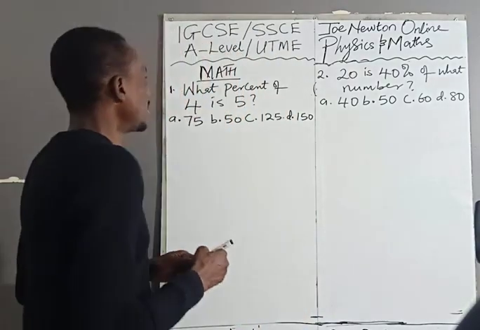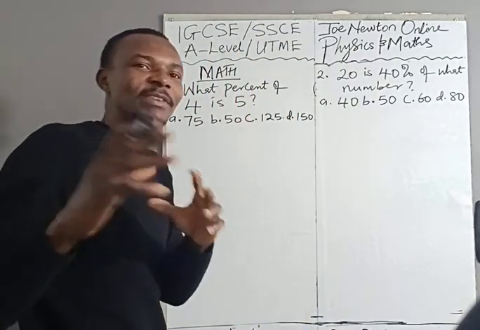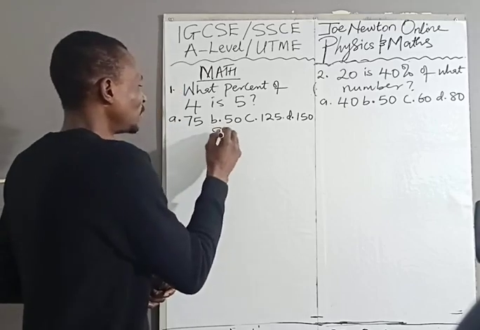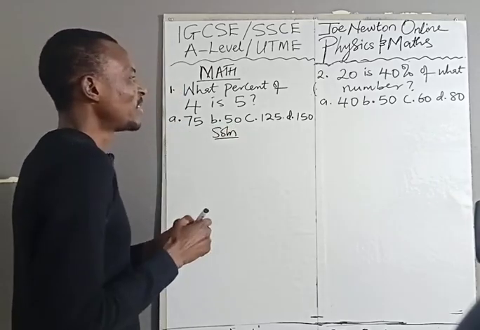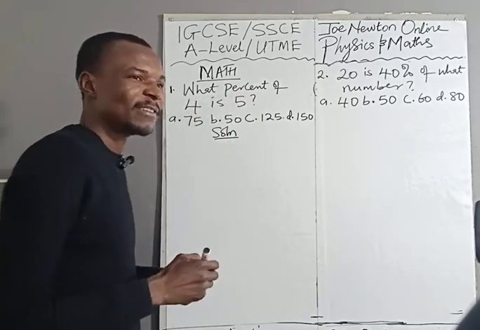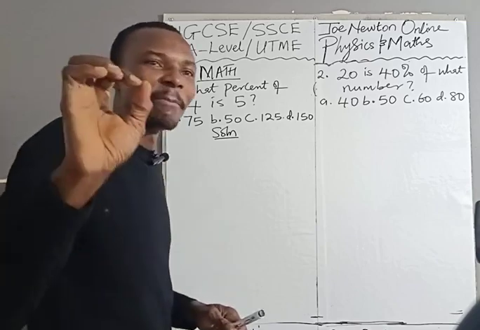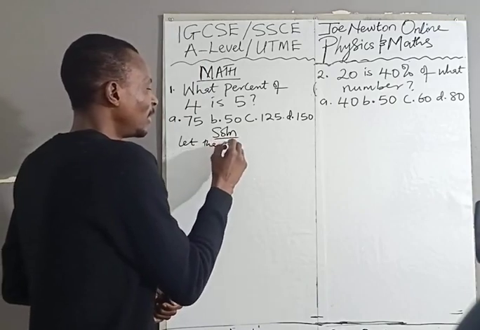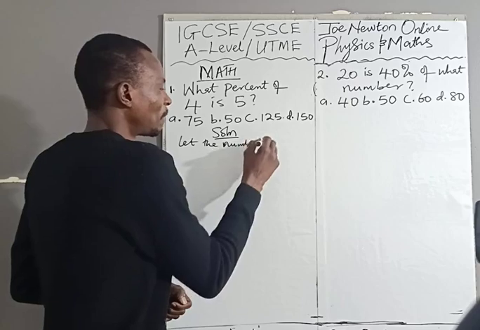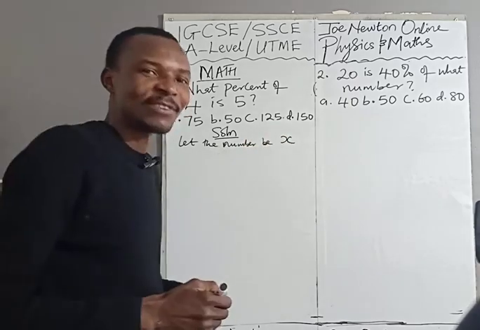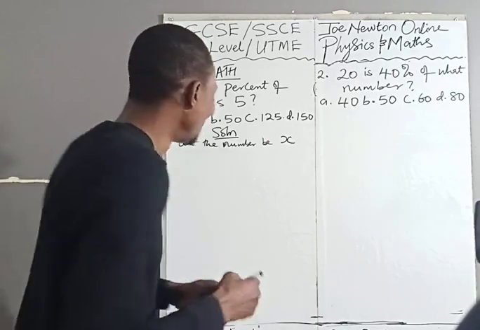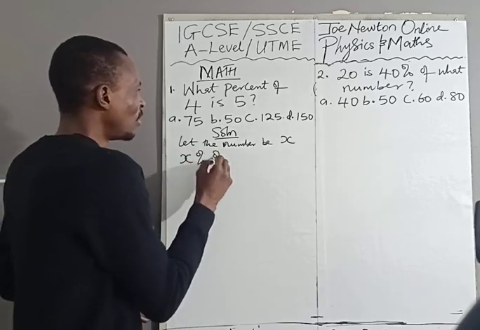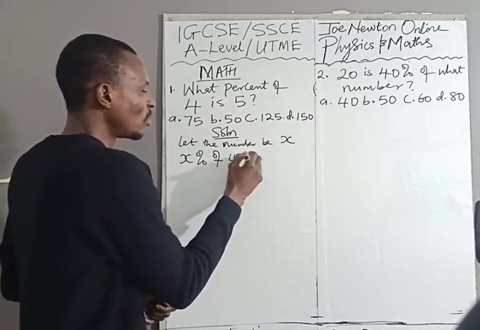Okay? Now, first of all, you have to interpret the statement correctly before you'll be able to get the correct answer. Solution. When we say what percent of 4 is 5, we need to look for that unknown number. So we can call it, let the number be x. Of course, x has suffered a lot in mathematics. So x percent of 4 is equal to 5.